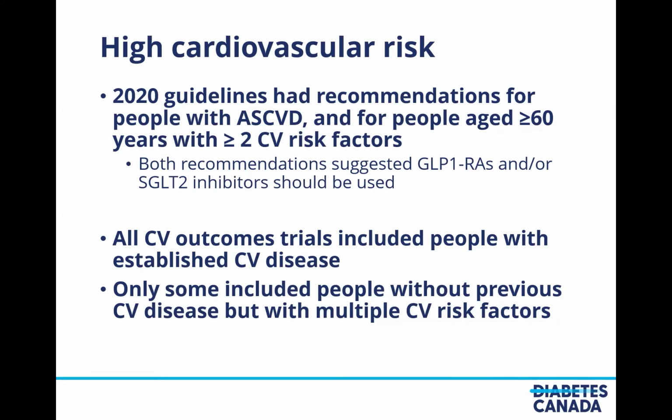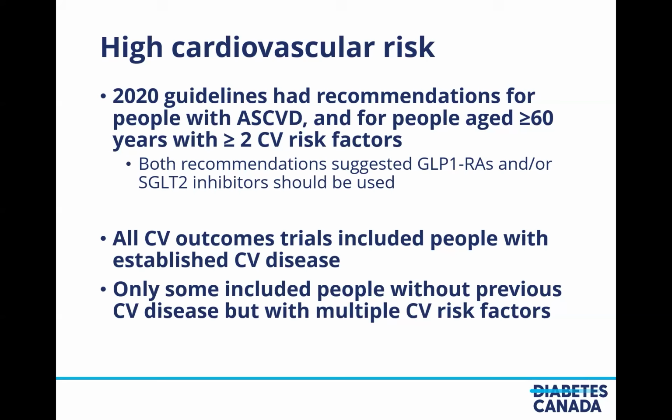Now, as it happened, both of those recommendations in the 2020 guidelines suggested GLP-1 receptor agonists and/or SGLT2 inhibitors should be used, but it was two separate recommendations. The challenge that we had when we were revising these guidelines is that, in fact, none of the clinical trials were sufficiently powered or designed to separately examine people with secondary prevention versus primary prevention.